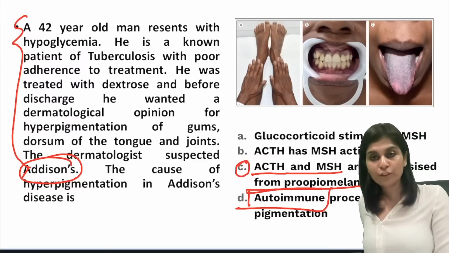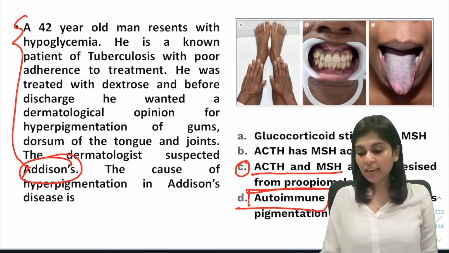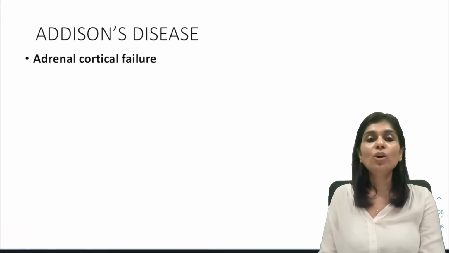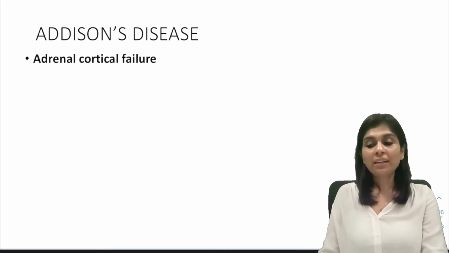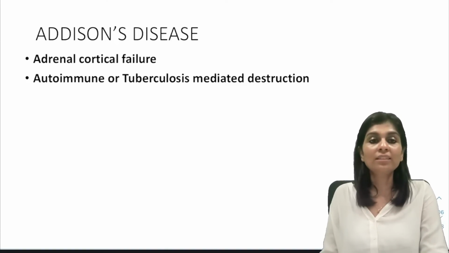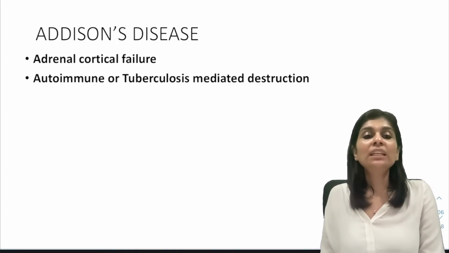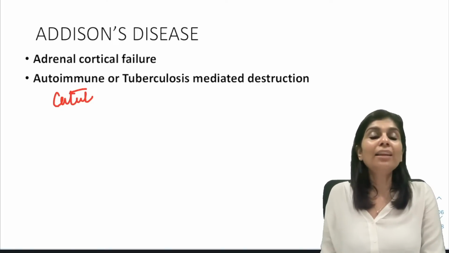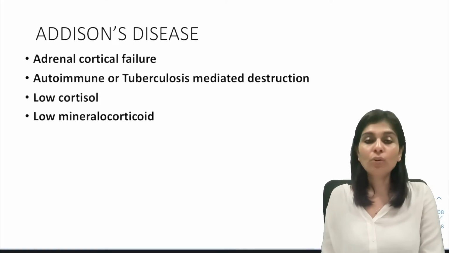I'm going to explain this to you. So first, what is Addison's? Addison's is adrenal cortical failure, right? It is either caused by autoimmune destruction of adrenal cortical cells, or it is tuberculosis mediated destruction. Now, what do you expect in this condition? Your adrenal cortex is supposed to release glucocorticoid cortisol, and mineralocorticoid aldosterone. When the adrenal cortex fails, there is low cortisol and low mineralocorticoid.